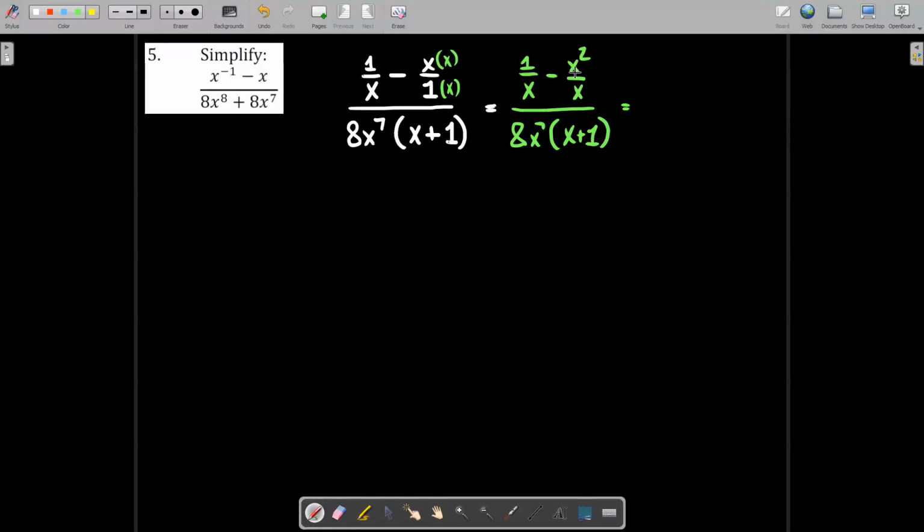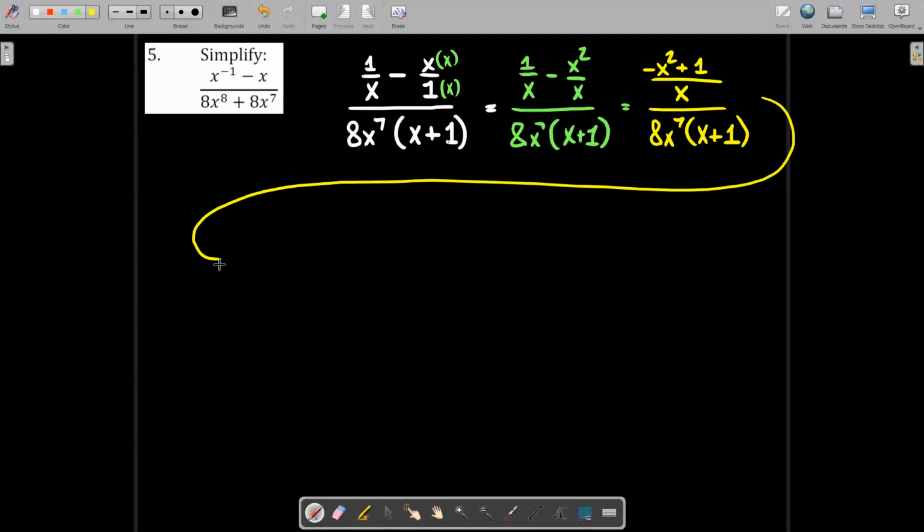And what I want to do is write them in standard form. I want to put my x's before my constants. So this will be negative x squared plus, because it's positive, plus 1 over, the denominator is the same, x. X stays the same, and the bottom is going to stay the same through this part of the problem. Okay, out of room up here. Let's take it down here.